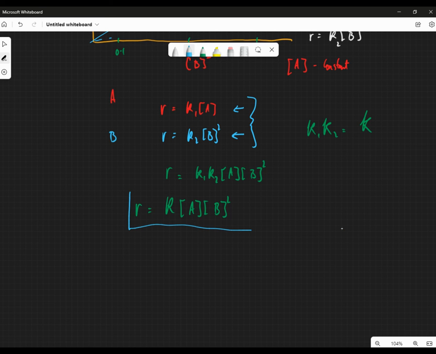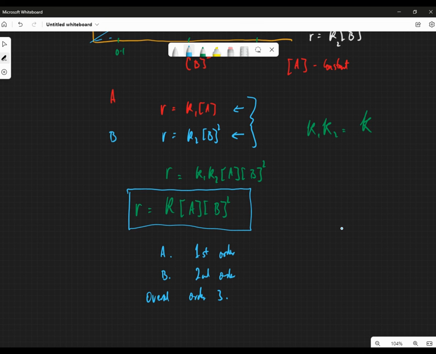I think it's very, very worthwhile knowing that personally. Now let's have a look. With respect to reactant A, it is first order. With respect to reactant B, it is second order. But overall, it is an order 3 reaction, or third order, because 1 plus 2 is equal to 3.